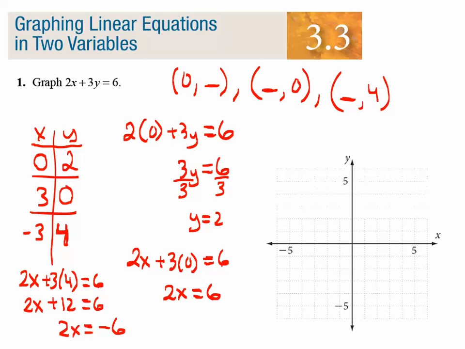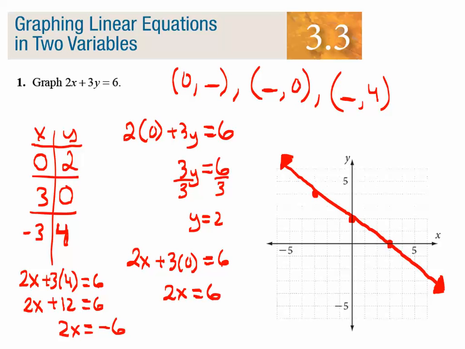Cool. Let's plot them. So (0, 2) means 0 sideways, 2 up. (3, 0) means 3 to the right, and then 0 up or down. (-3, 4), so that means, hold on, 1, 2, 3, 3 to the left, 4 up. And again, remember that little word from high school geometry, something called collinear, right? They should line up in a straight line. And if they do, that means most likely you are correct.